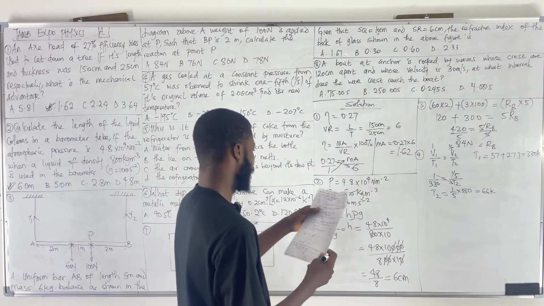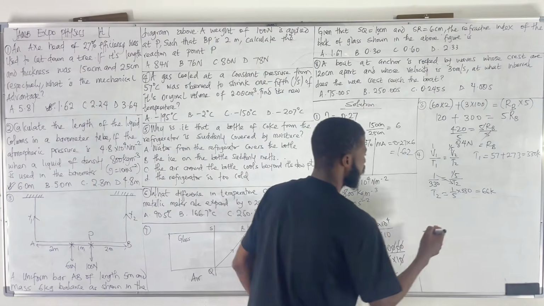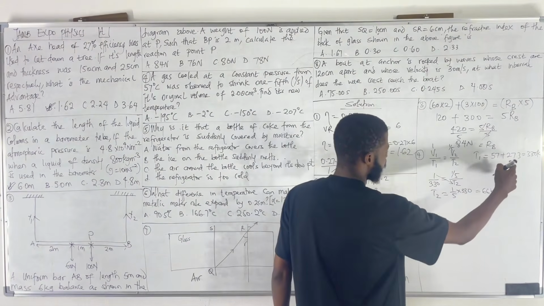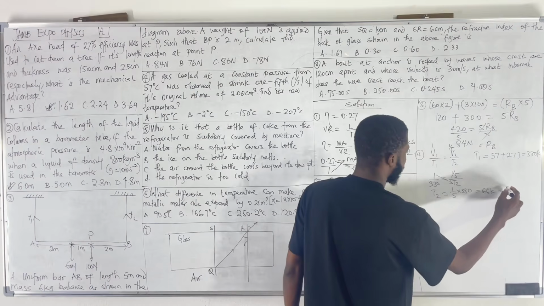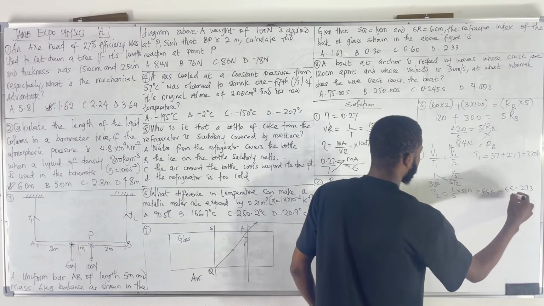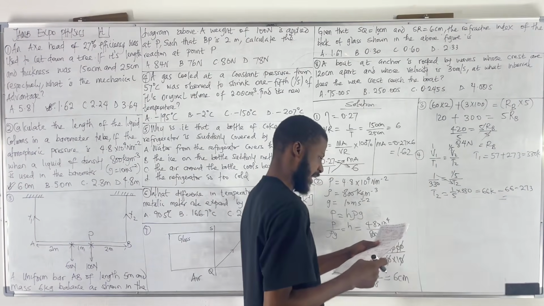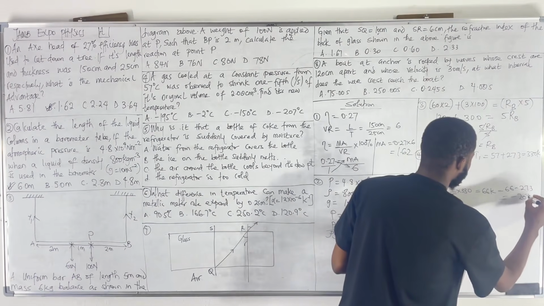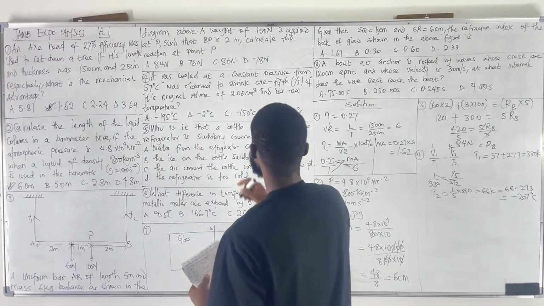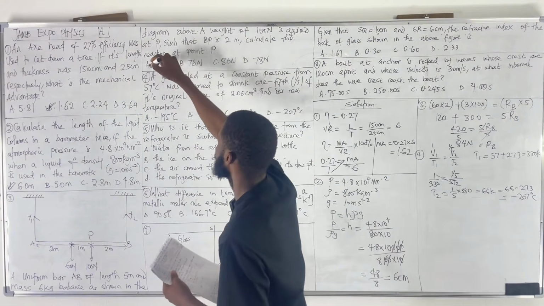But then the option is in Celsius. So to get Celsius, we're going to subtract 273. So this will become 66 minus 273. When you subtract that, you get minus 207 degrees Celsius. So the answer for this one is A.